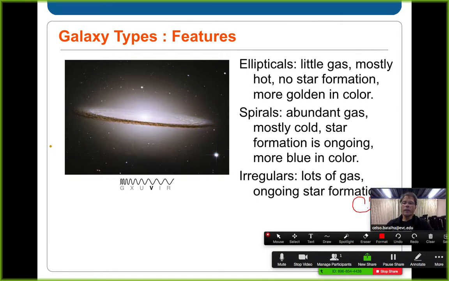So let's take a look at features in a spiral galaxy. Spiral galaxies have cold gas, and if they have cold gas, star-forming regions are present, meaning you have baby stars all the time. You have H2 regions, you have OB stars being formed. In fact, the presence of OB stars, which are hot stars, in the spiral arms attests to the newly formed region of stars.